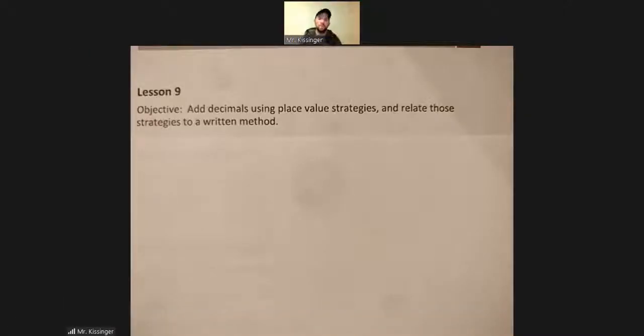We're on 5th grade math, module 1, lesson 9. Our objective today is to add decimals using place value strategies and relate those strategies to a written method. So we're going to start by using place value strategies and then move into that written method using the standard algorithm for adding, which we should already be familiar with. We just have not used decimals with that standard algorithm yet. So we'll get into that today.